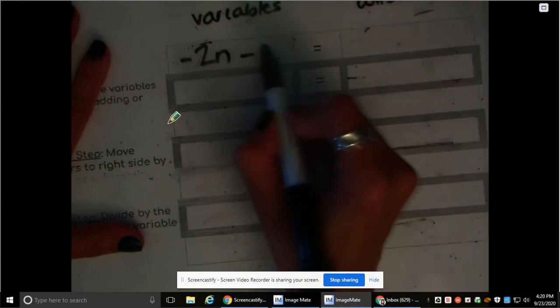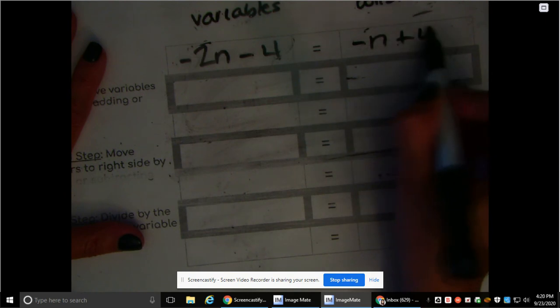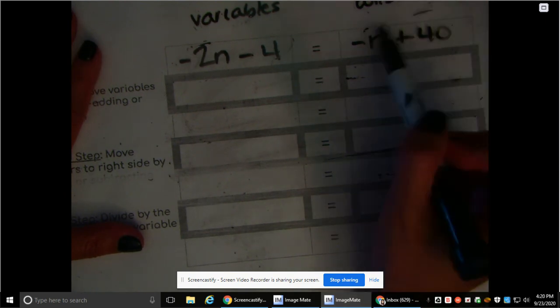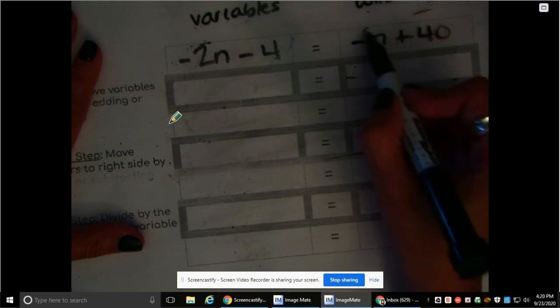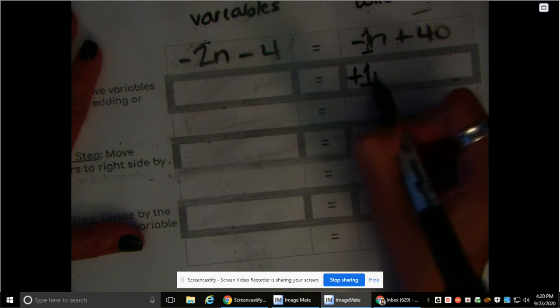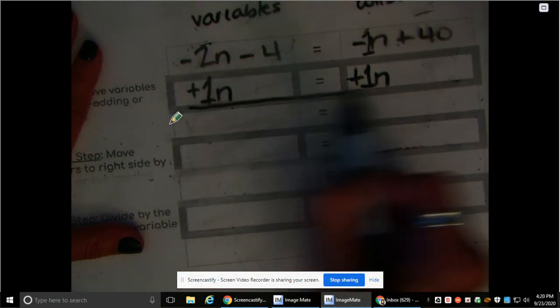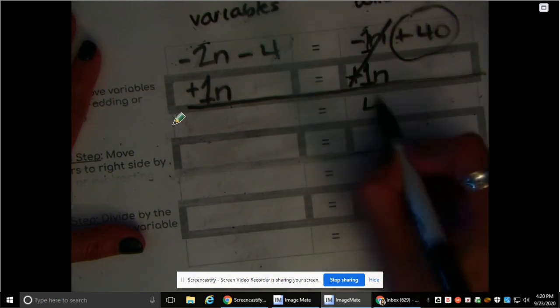Okay, one more example. You have a negative 2n minus 4 equal to negative n plus 40. First step is to move this negative n to the other side. Remember, there is a 1 right here, so it's a negative 1n. I'll add 1n, and I'll add 1n to this side. They're going to cancel out on your right side. All you're left with is a positive 40.